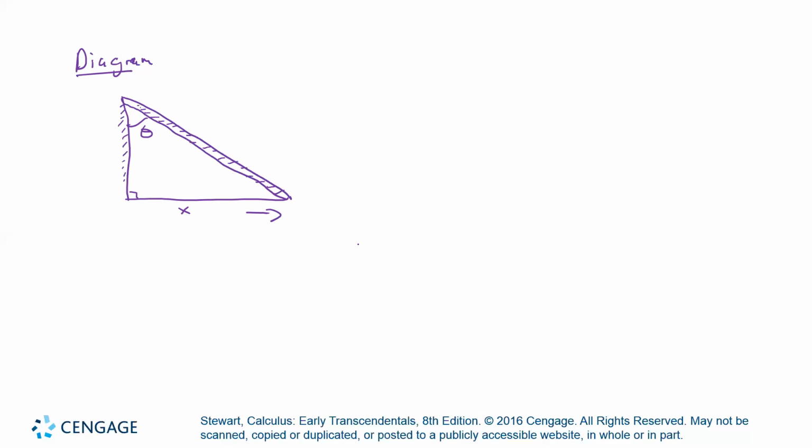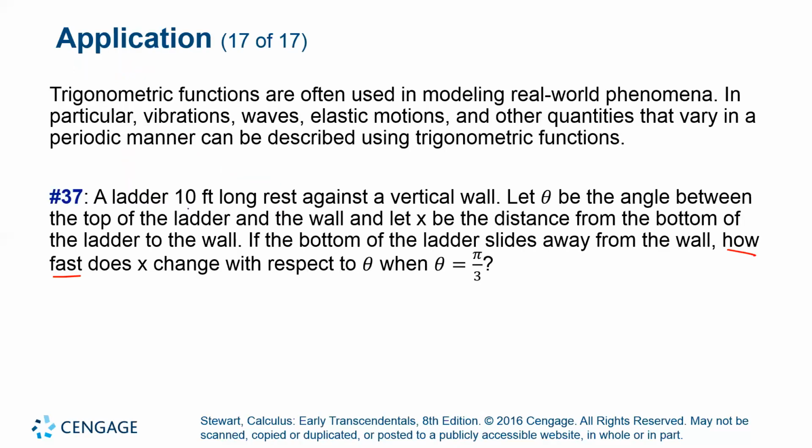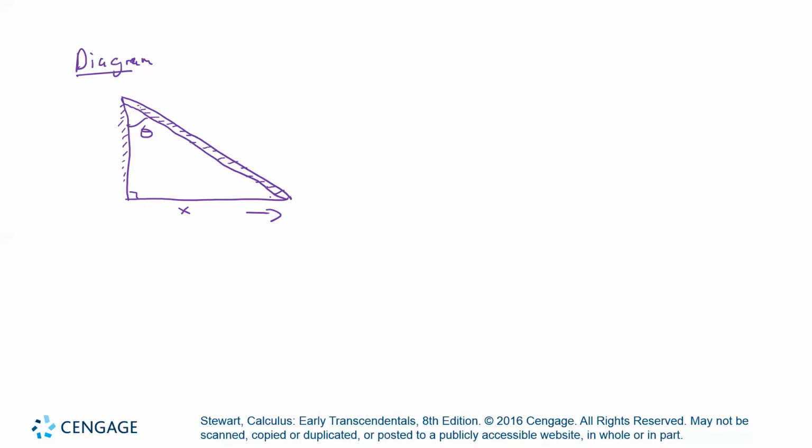Now, if you go back to the question, it said the ladder is 10 feet long. That length doesn't change, so this is 10 feet. If the bottom is sliding away, the top is also coming down. So there is a change of this distance x with respect to the angle. If this is coming down, what happens to the angle theta? It gets bigger and bigger and bigger, but this angle here gets smaller and smaller. Very good.